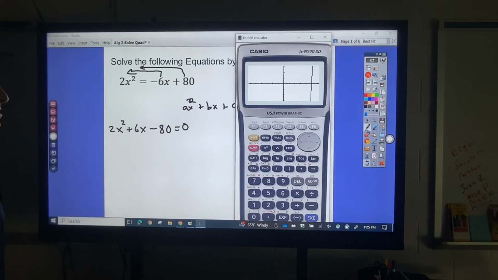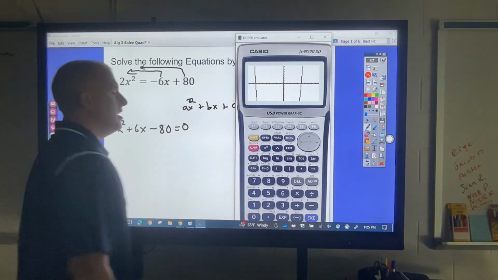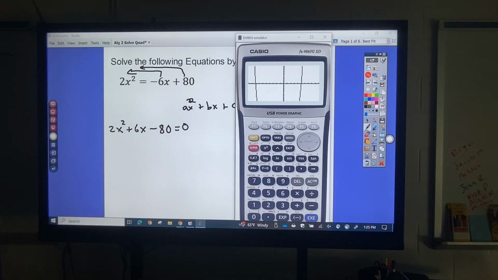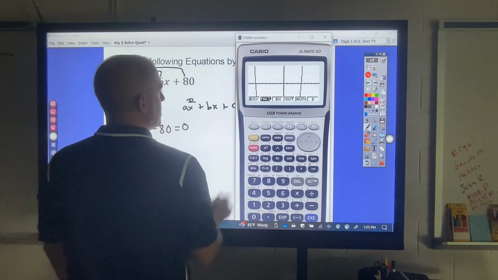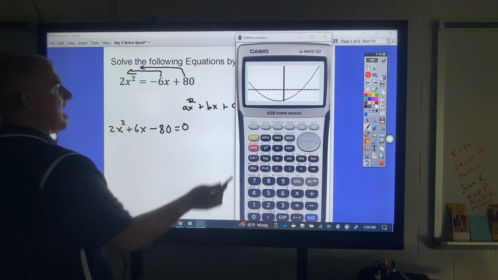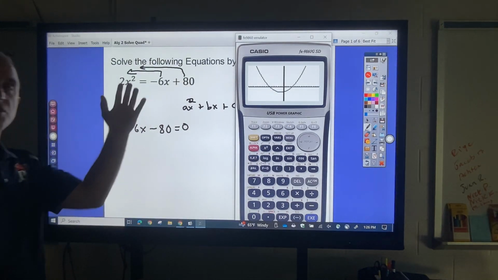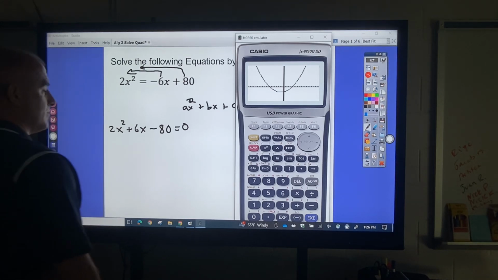Now let's play around with the window. What you have to do is hit F3 twice, exit and draw. And you sort of see the shape, but not really. So what I want to do, we did this when we did regression. Zoom auto, okay? Now I can zoom out one time. And now I can clearly see my quadratic shape, okay?